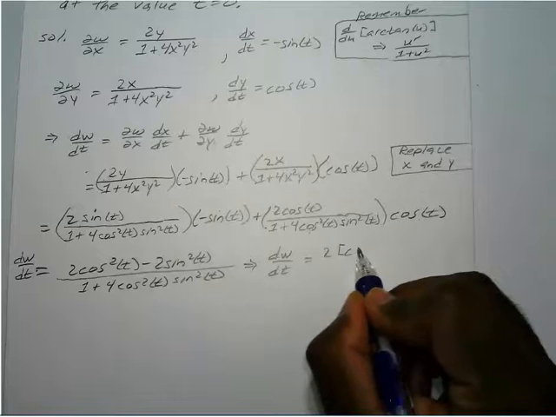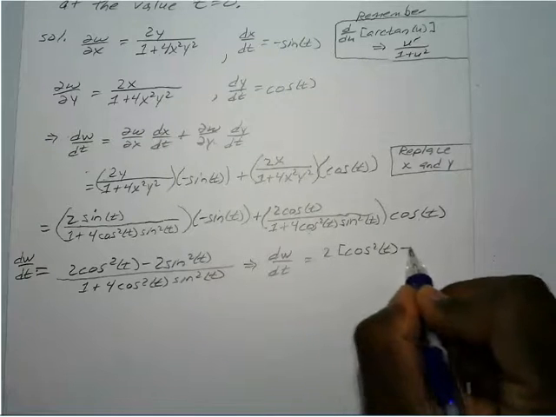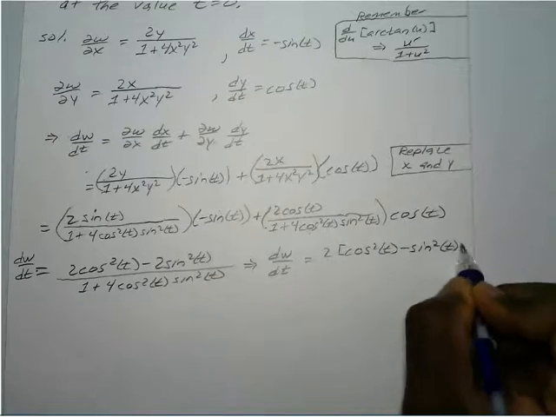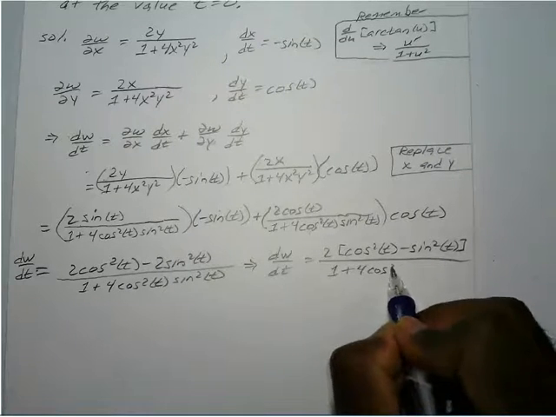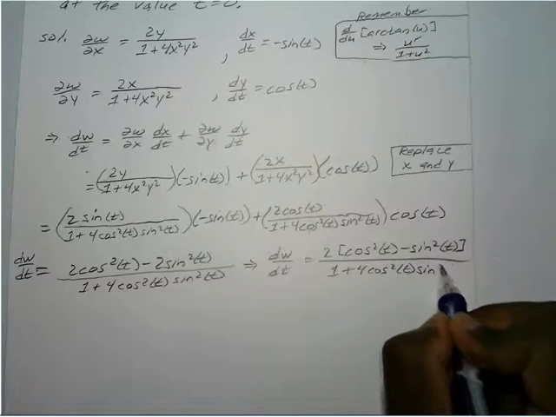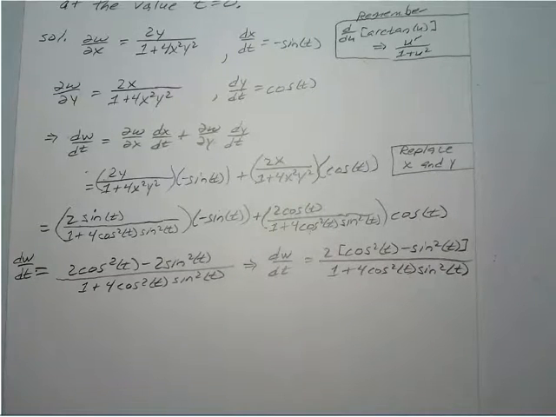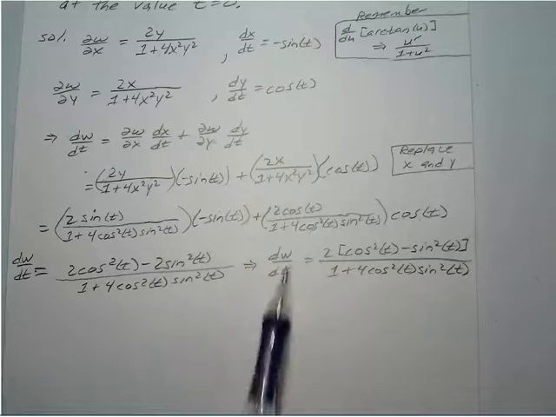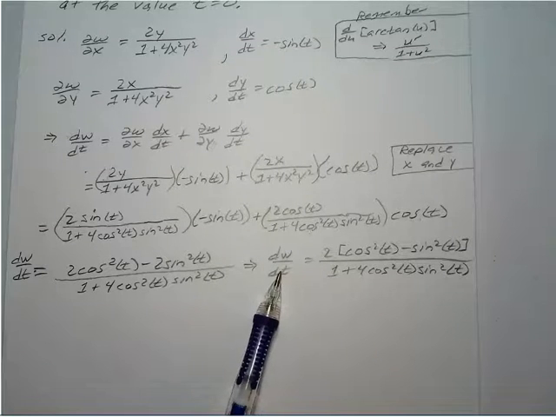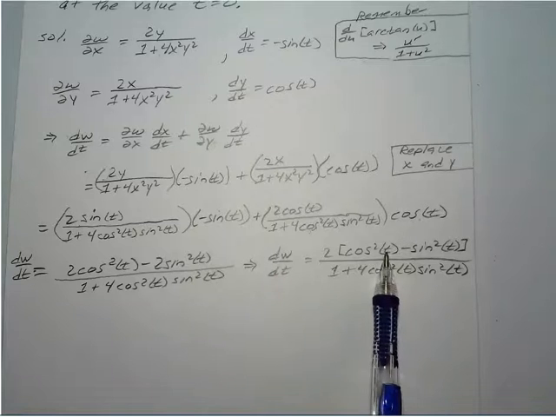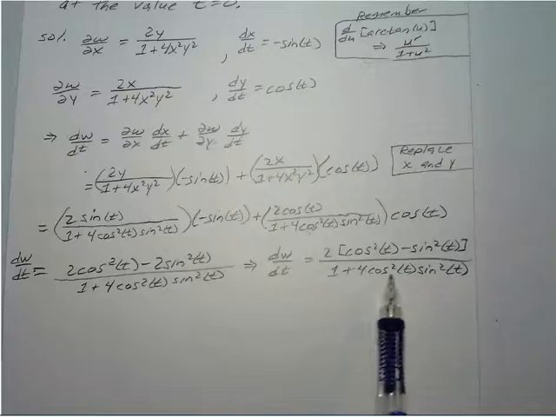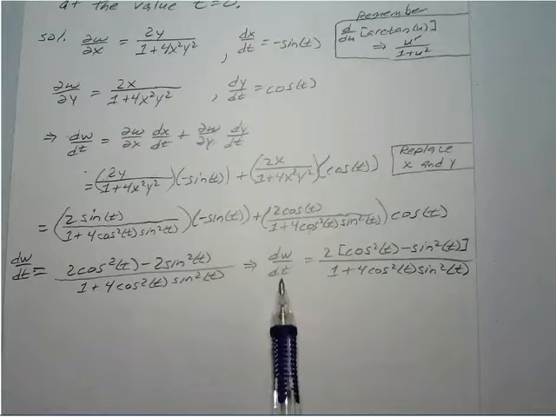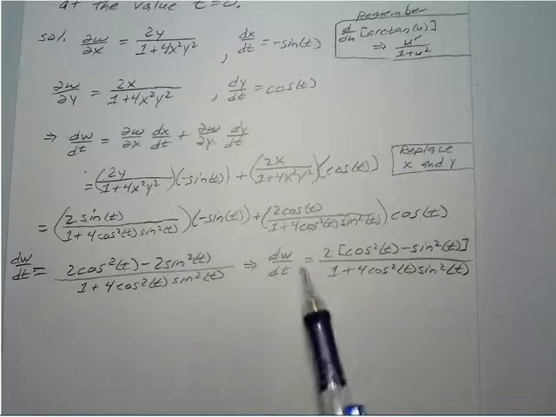Two cosine squared t minus sine squared t over 1 plus 4 cosine squared t sine squared t. Okay, so that's our first derivative. Now, if you notice, we don't need a special formula because the only independent variable we have is t. So we don't have to use a special formula. We just have to differentiate this with respect to t to find the second derivative.